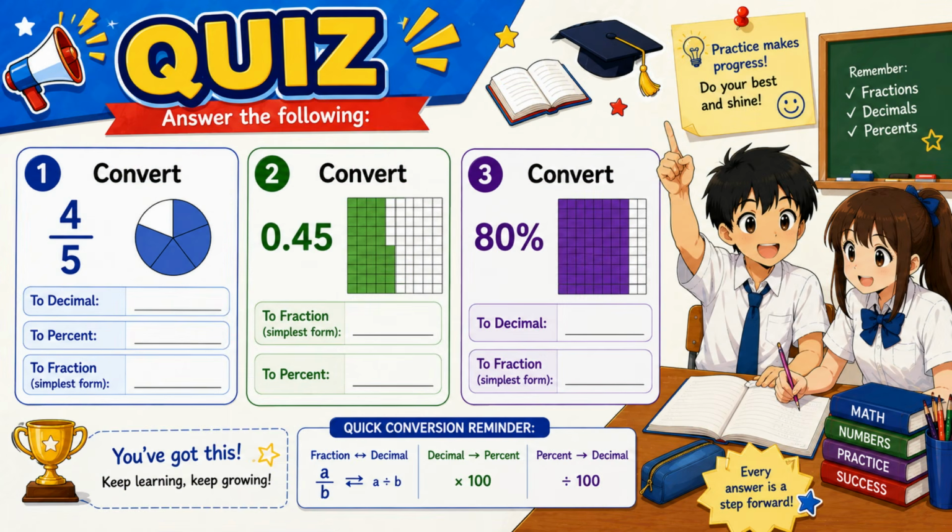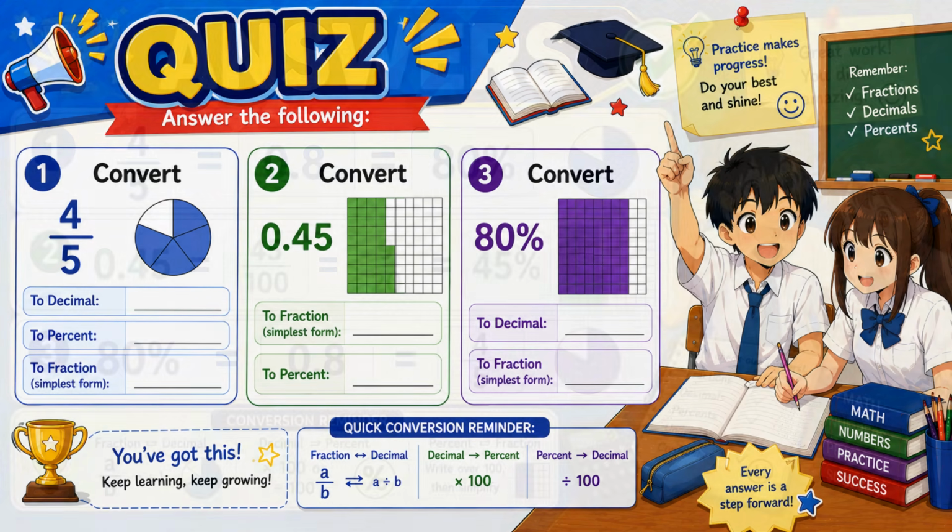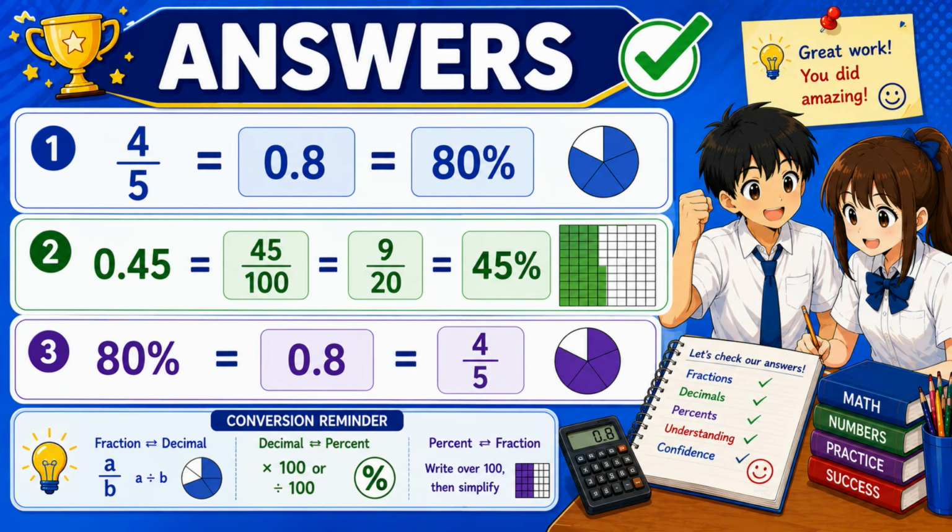Let's see what you've learned. Pause the video and solve the three questions. Let's check your answers together. Number 1, 4/5 is equal to 0.8 or 80%. If your answer is 0.8 and 80%, excellent job.